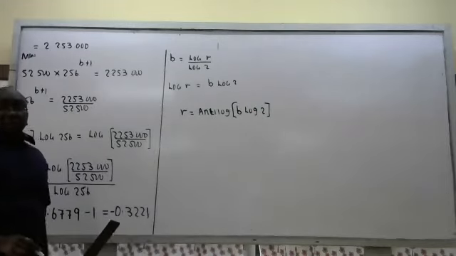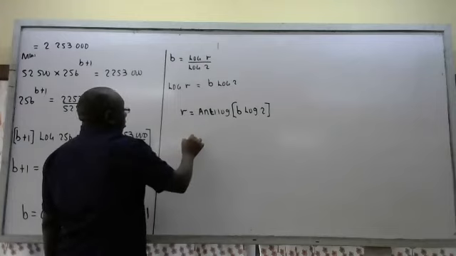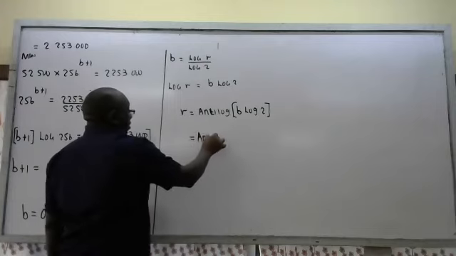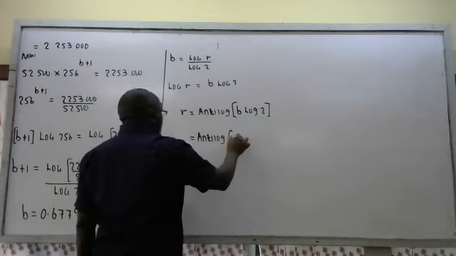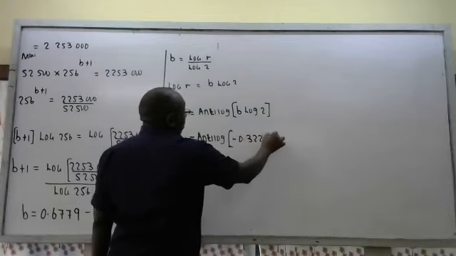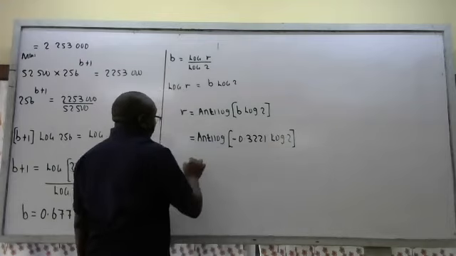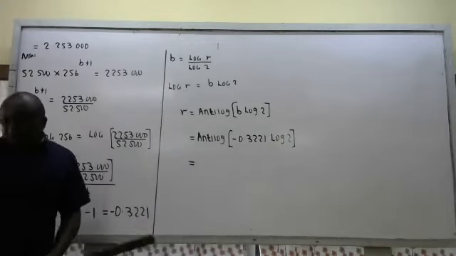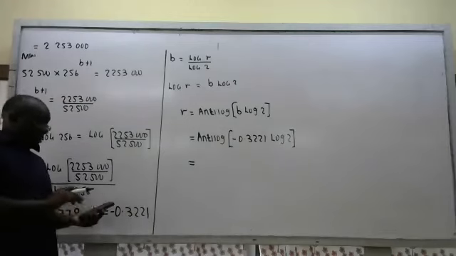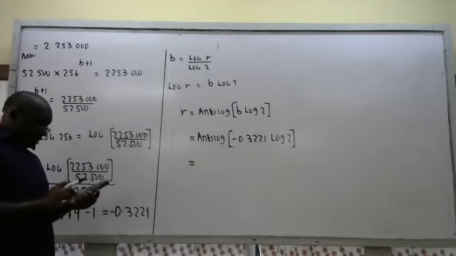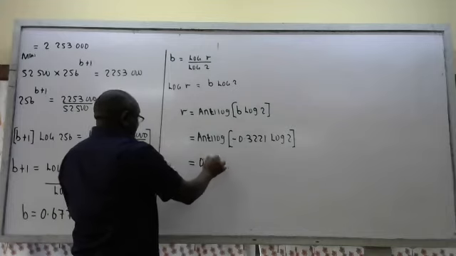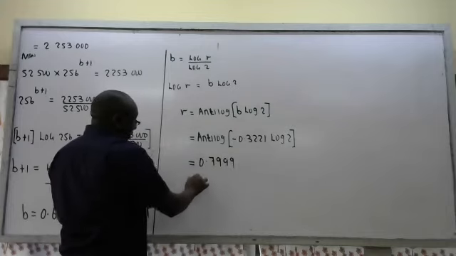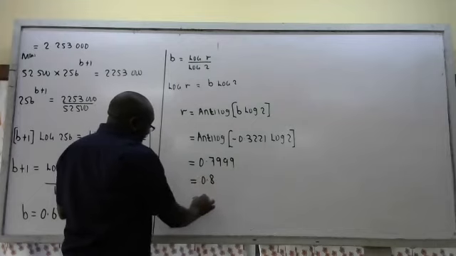You get the antilogarithm of the inverse. So this will be the antilog of minus 0.3221 log of 2. If I multiply this by the log of 2, then shift log of the answer, 0.7999. This is 0.8, which is 80%.